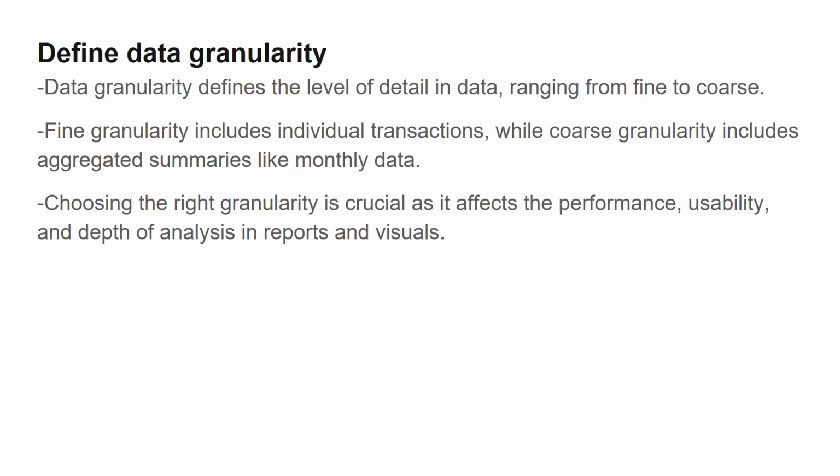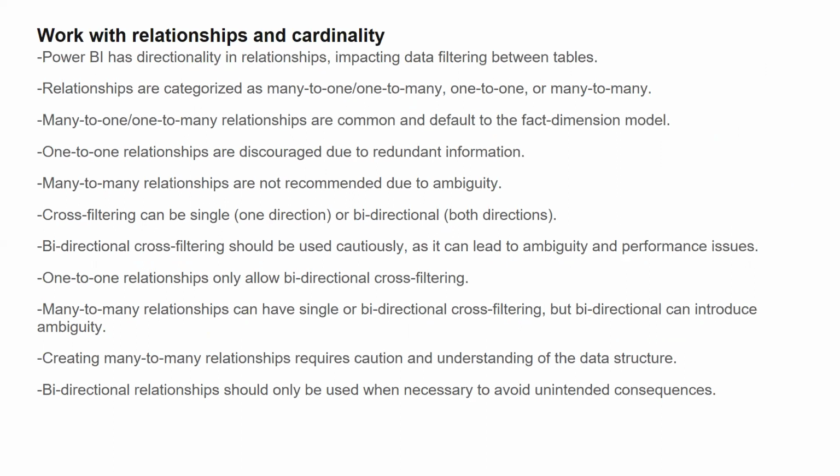Then define granularity, whereby we go to the smallest unit of the data value. Then work with the relationships and cardinality. Cardinality is the number of instances or occurrences of entities. They can be in one direction or in both directions, that is, unidirectional.